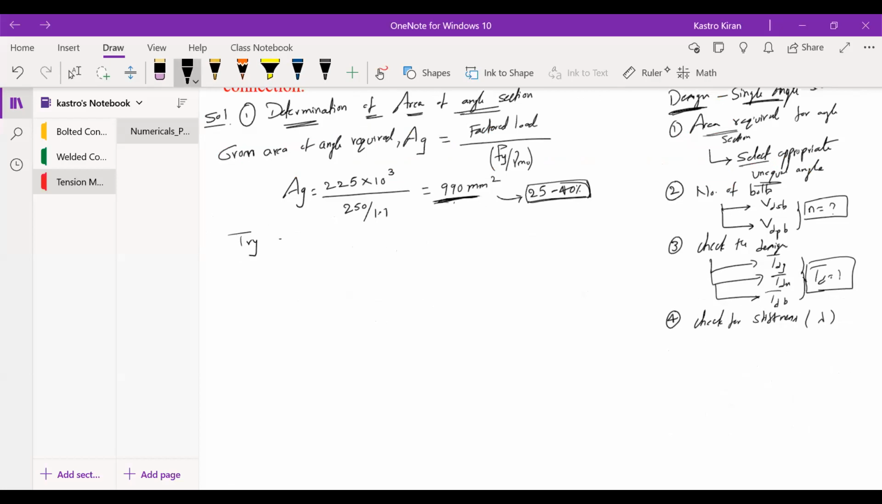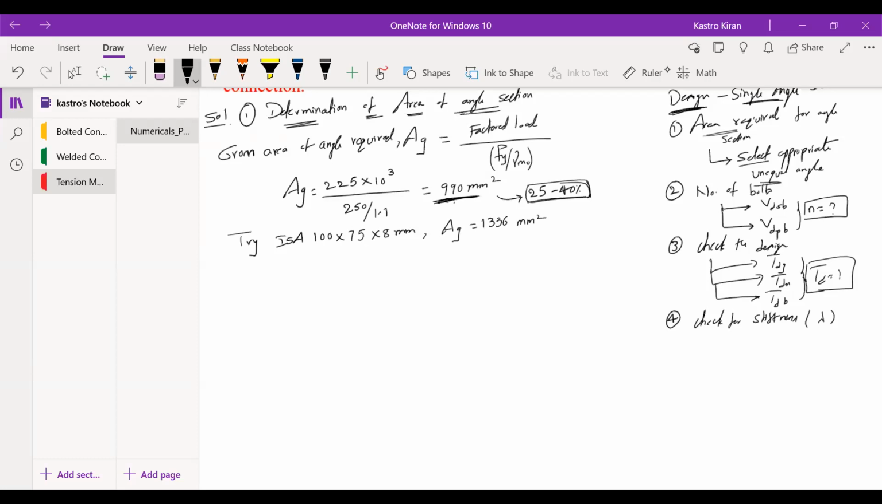So try ISA 100 by 75 by 8 mm. I'm just trying. It is just a trial section. You can also take any other section that has an area greater than or equal to 40% more than 990 mm square. That is 990 plus 40% of 990. So if I'm trying this value, this particular section has a gross area of 1336 mm square.